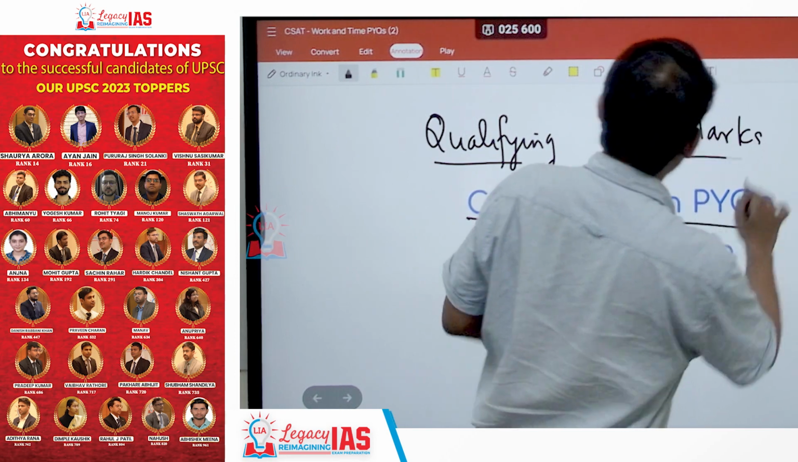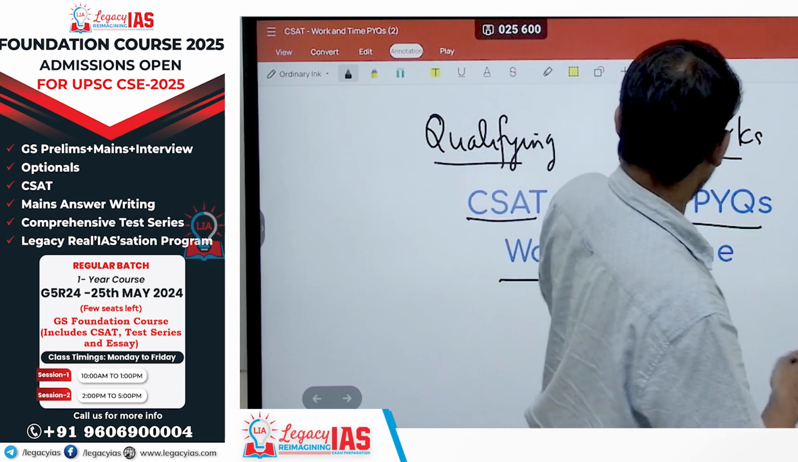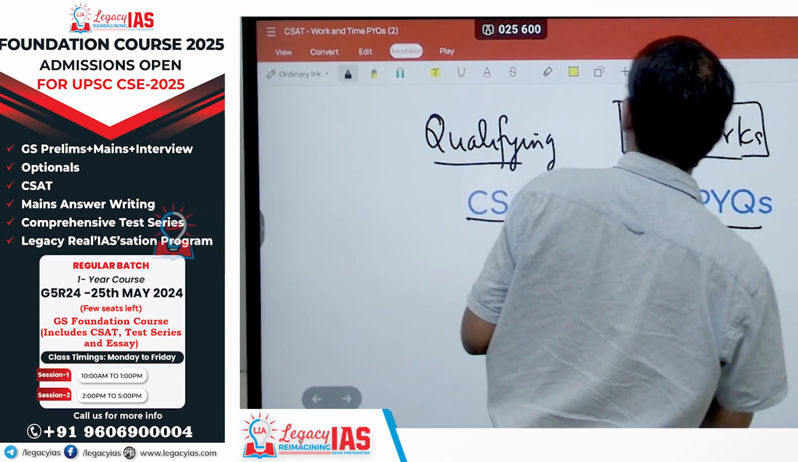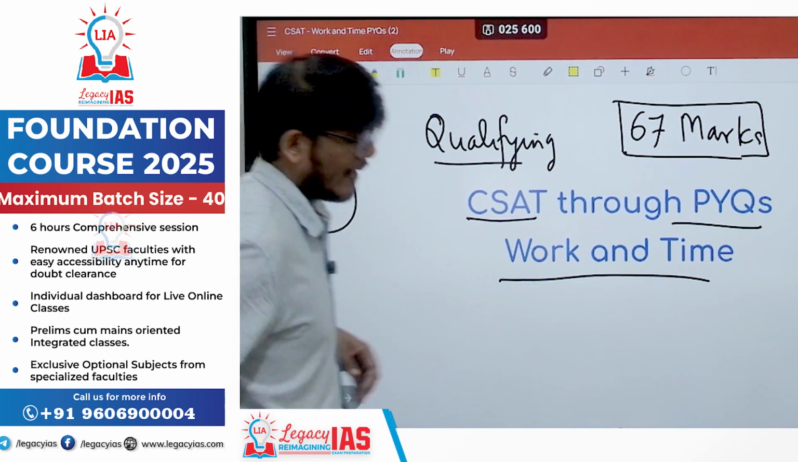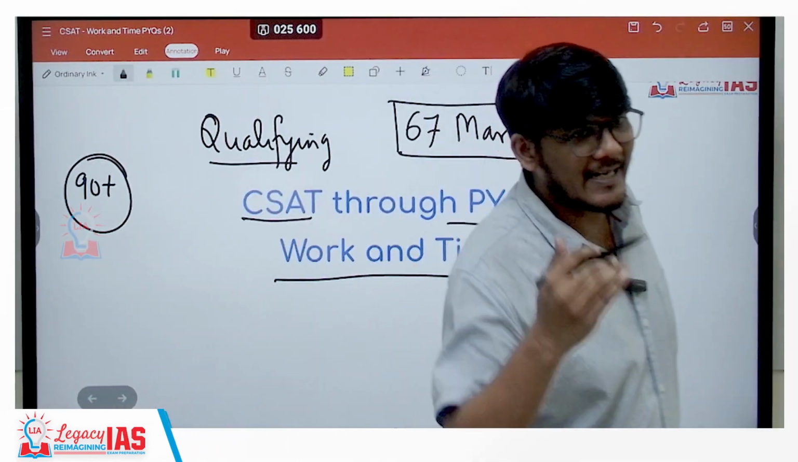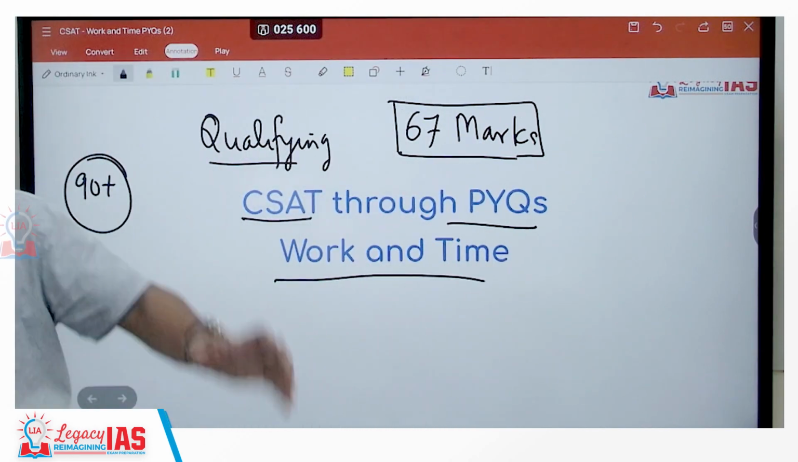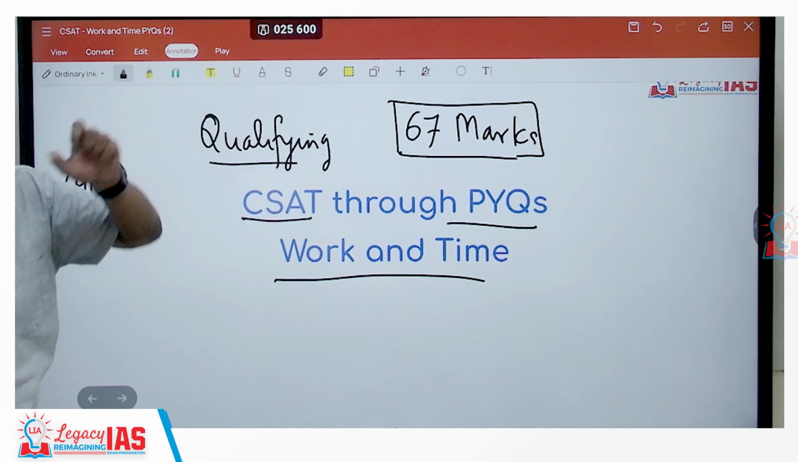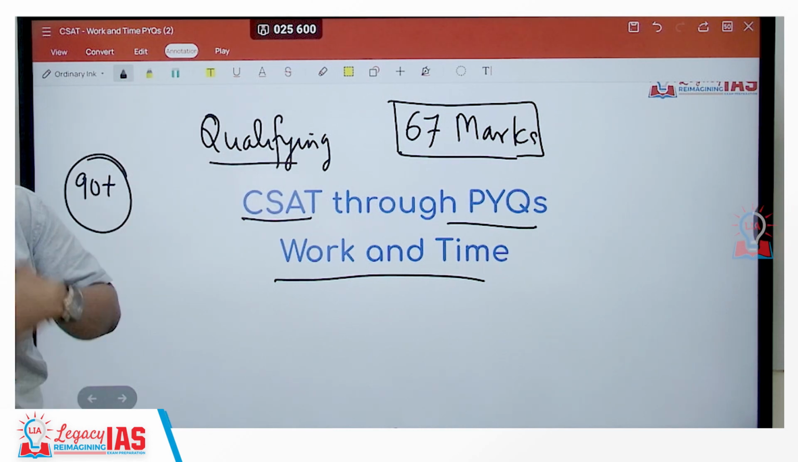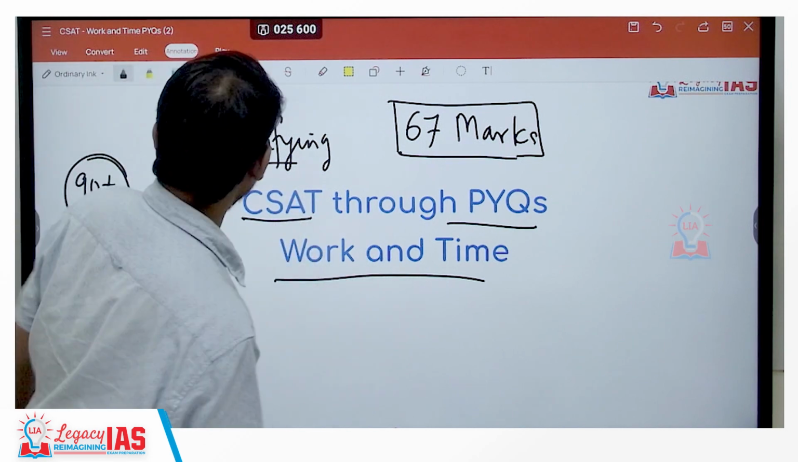But of course, we will not just target 67. We will not have this exact figure in mind. We will target easily 90 plus marks. And that's very simple. The idea here will be to cover the easiest of the easy portion of the paper, the easiest of the easy topics and the easiest of the easy questions which are there in the paper. So we will be preparing accordingly.